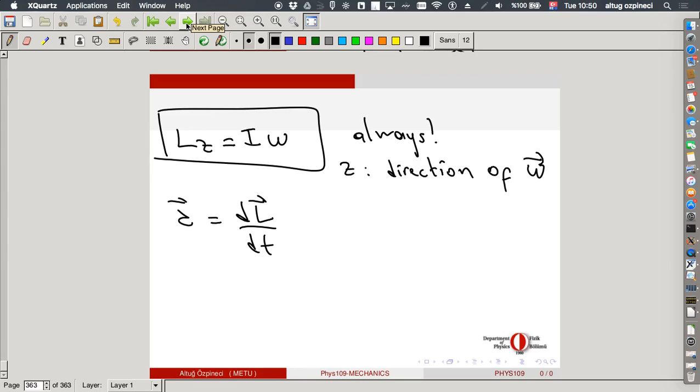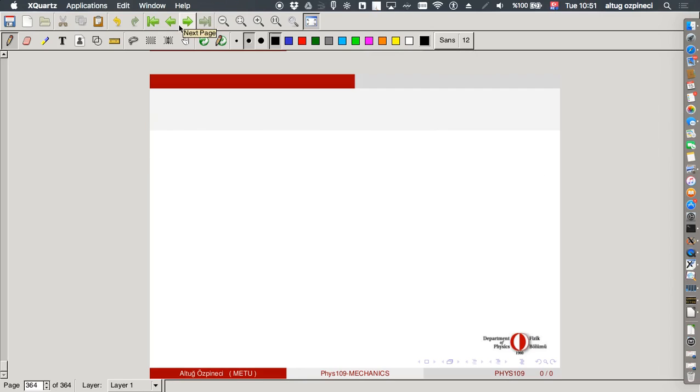Now we can just use some applications of this angular momentum concept. But before that, let's just see that this is also conserved, the angular momentum. Let's just imagine we have a system of particles. They're just moving around. They might be exerting some forces on each other.